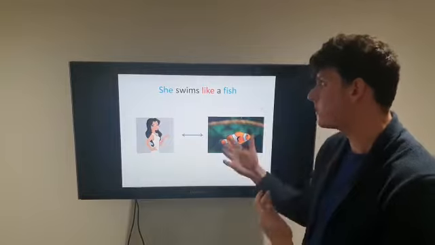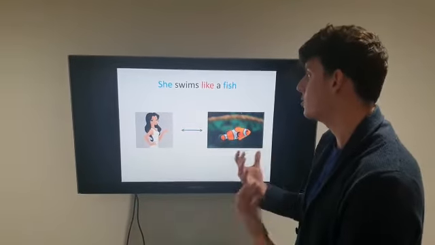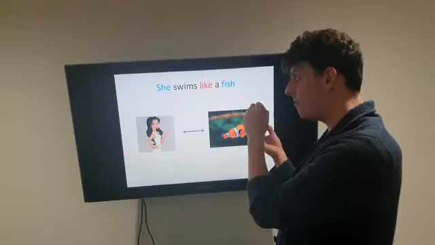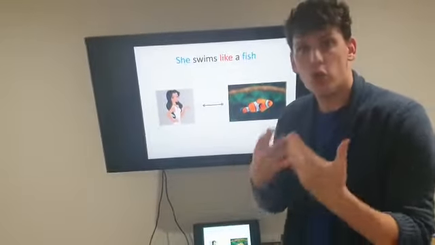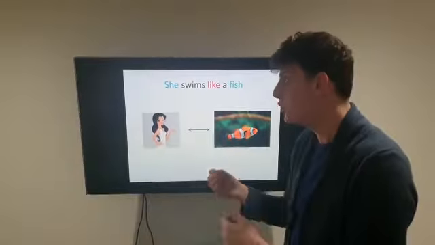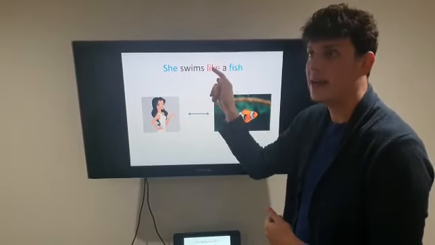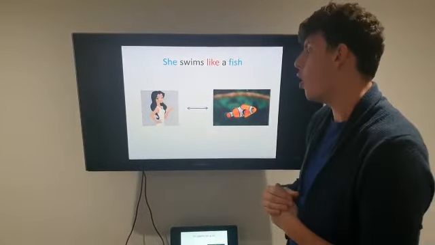The next one, she swims like a fish. Here we are comparing the way a fish swims with the way this female swims. Because you know how a fish swims, you now know how this female swims. And we can use the word like as our comparison word to talk about our two objects.